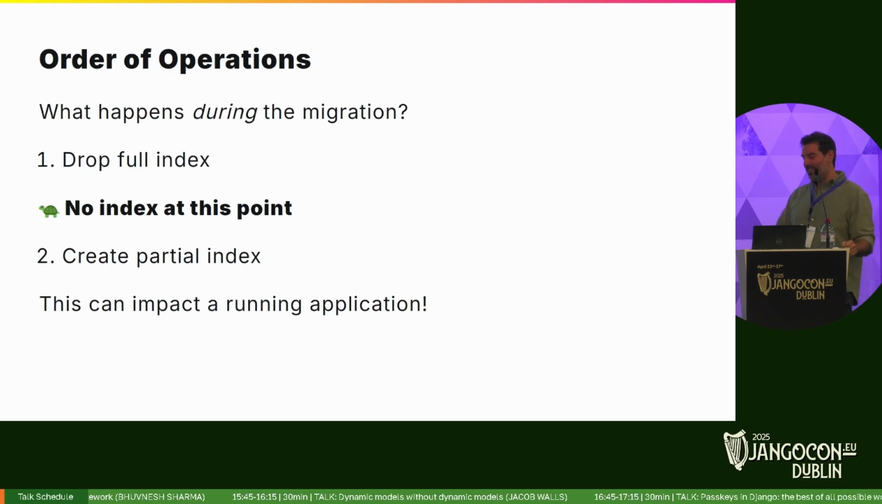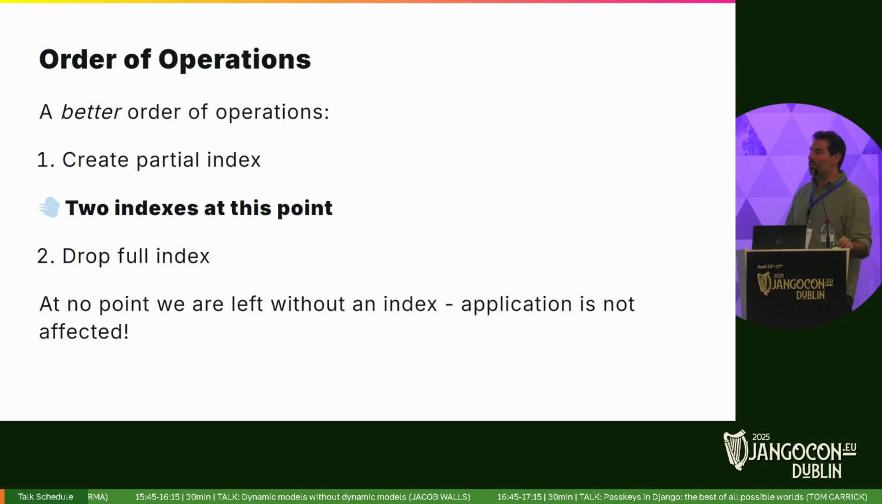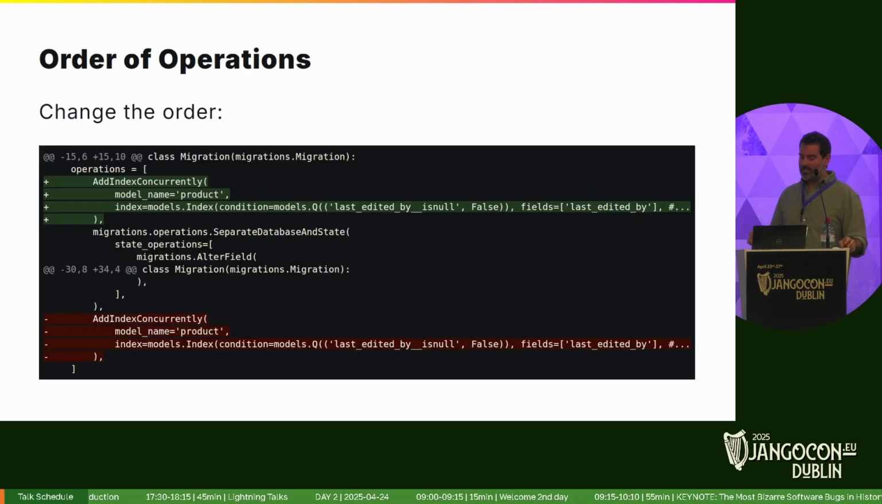That's right, my friend. We are just going to change the order. So we are going to first create the partial index. At this point, we have two indexes. That's fine. And then we're going to drop the full index. So what you said, you can split the migrations, but then you'll just reach the same situation where you're left without an index. If you simply change the order, it's less risky, okay? So let's actually do this change. We just move add index concurrently from the bottom to the top, and now we have a safe migration, okay?